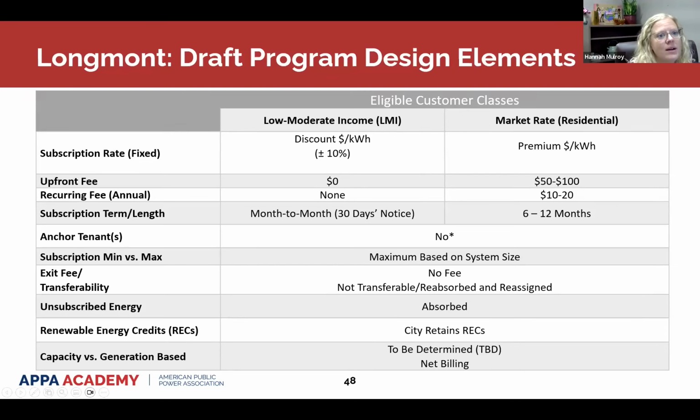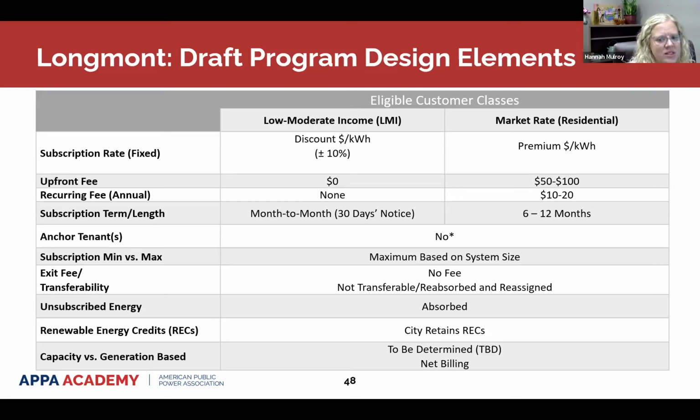We're going to retain our RECs, which is pretty common in the residential program, but specifically because we're allowed a 1% local generation under our power supply agreement with Platte River, which allows about 2 megawatts of local generation, which we'd like to dedicate most, if not all of that, to community solar. And this is just our toe in the water.